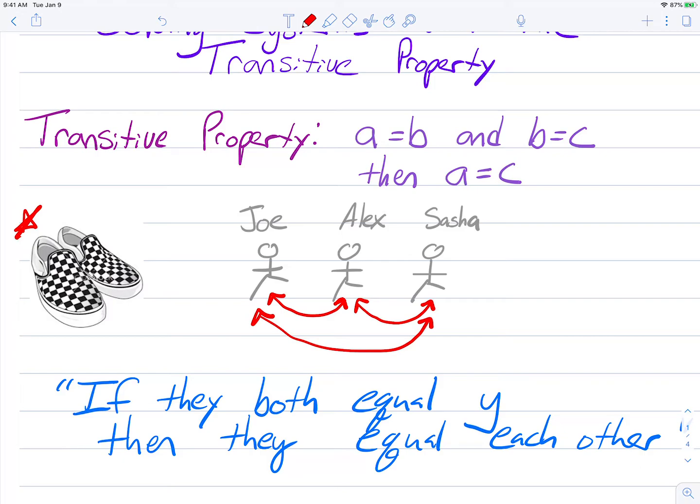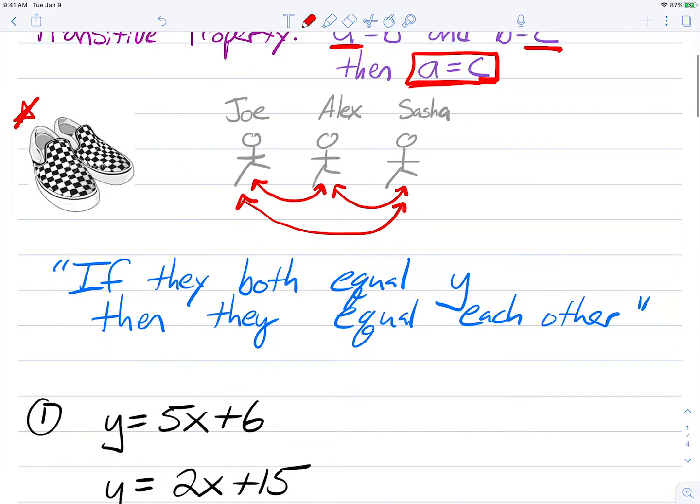So if you look back at our letters, we have if A equals B and B equals C, then A equals C, which basically means that A and C are the same as B, that middle word, number, person, what have you. That means that they must be the same as each other. Now, how that works with solving an equation is if they both equal y, then they equal each other.